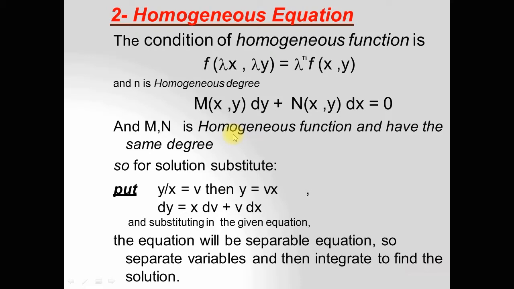Now dear students, as I have already told you in the previous lectures, for the solution of a homogeneous differential equation, first of all write the equation in the form of y by x and use this substitution: y by x is equal to v, then y is equal to vx, and after taking the derivative we get dy is equal to x dv plus v dx. This means that dy by dx is equal to v plus x dv by dx. Substituting in the given equation, the equation will become a separable equation. So separate the variables and then integrate to find the solution.